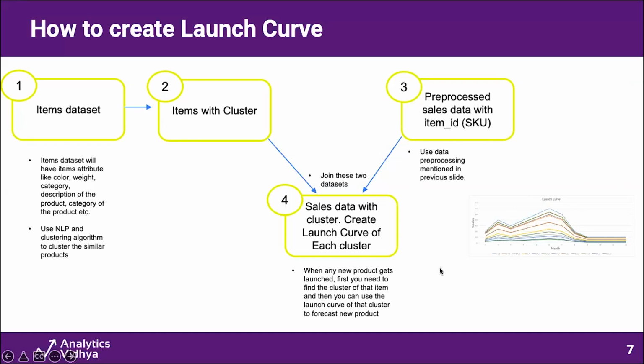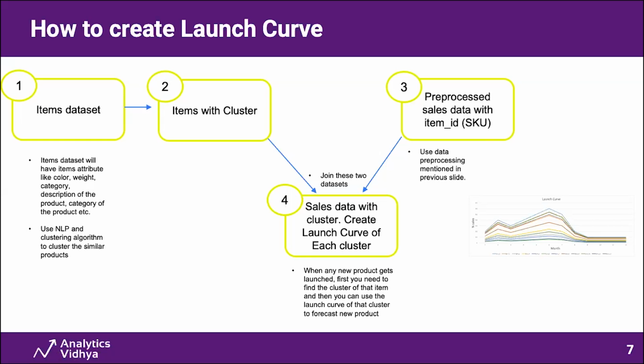So when any new product is being launched, the first thing you are going to get is a cluster, right? Once you get the cluster, you go to that cluster's launch curve, and when you have that launch curve, you can just take the average of whatever data is present there, and you can say this is what you are expecting the new product to behave like, right? I have framed this particular problem statement in an unsupervised way, but the same thing you can do in a supervised way also, right?